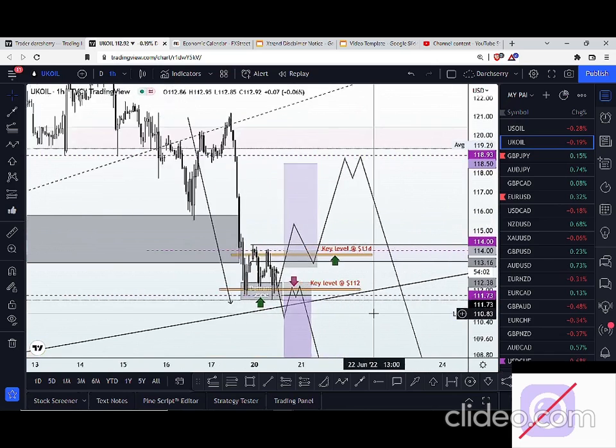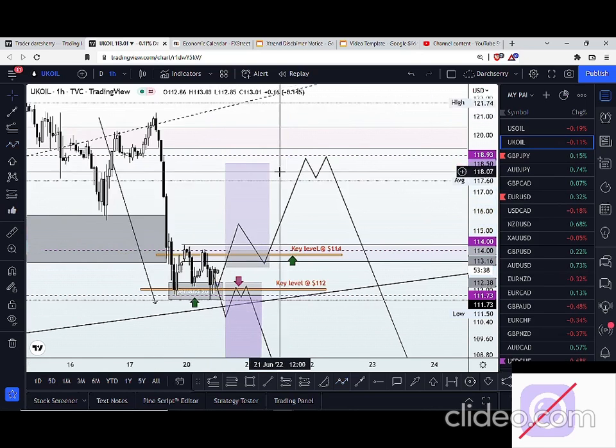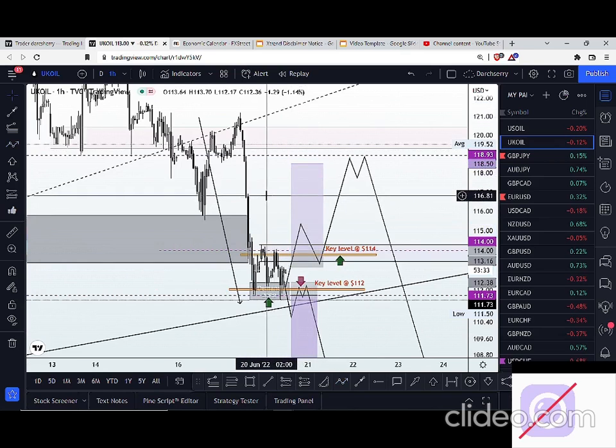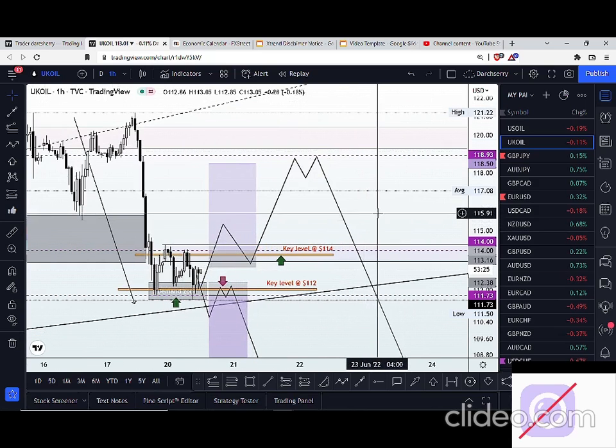Then the second scenario we have here on the UK oil is if we do have a breakout of the key level at $114, and if we see a significant breakout of that key level, that is a close of candle above that area on the 1 hour time frame, then we want to look forward to a retest of structure and look out for patterns on lower time frame that supports a trend continuation to the upside. And if that happens, we have our take profit target at $118.50, which dovetails to about $450. So this is my scenario here on the UK oil.